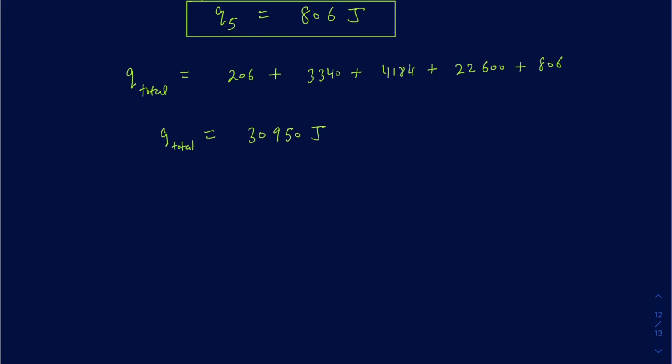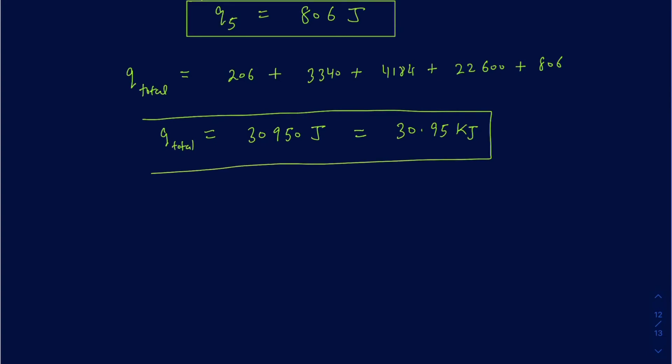joules of energy. So that's how much energy would be required to take the ice at minus 10 degrees Celsius all the way to 120 degrees Celsius, and that ice weighs 10 grams. If I want to change that to kilojoules, remember kilo is 1,000, so it's going to be 30.95 kilojoules. That's another way of writing that particular answer.